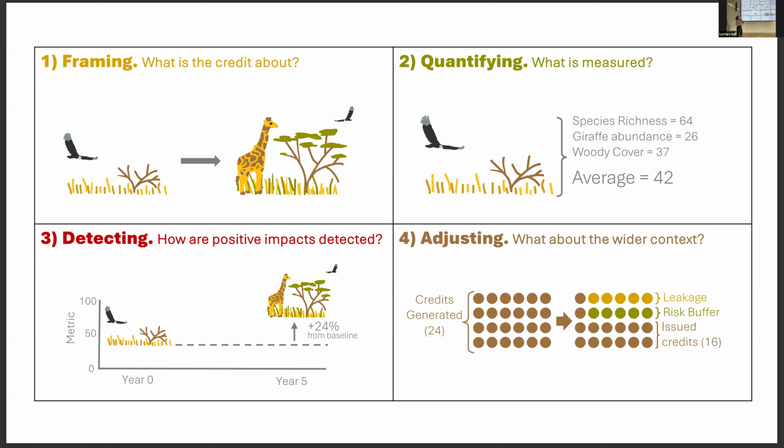And the final stage is adjusting. And this is where we think about the kind of wider context into which the credits fit. And many companies are doing things like calculating from detecting overall how many credits they could sell, but then considering things like leakage or uncertainties or adding a risk buffer and reducing the final number of credits sold. So that's the overall framework.